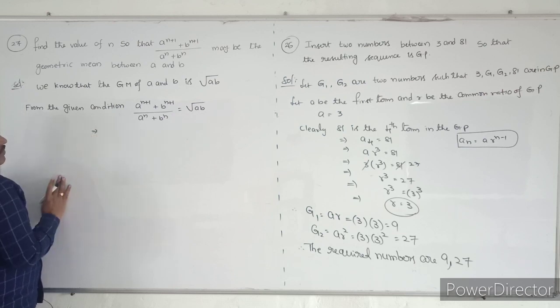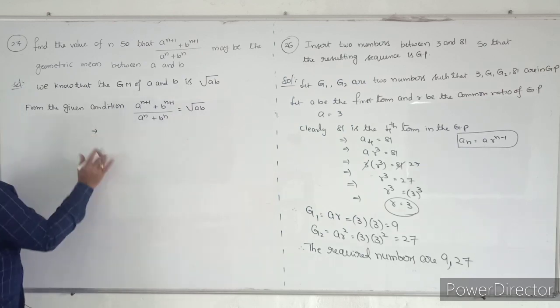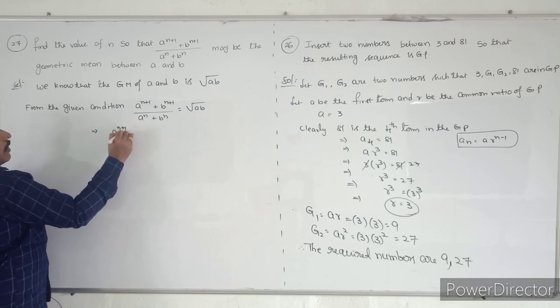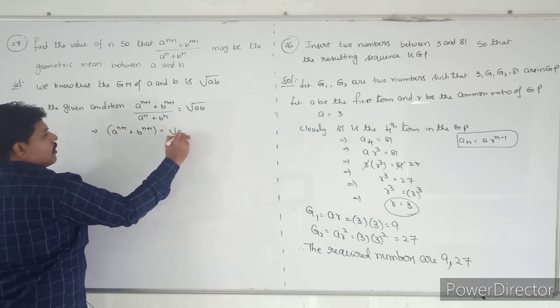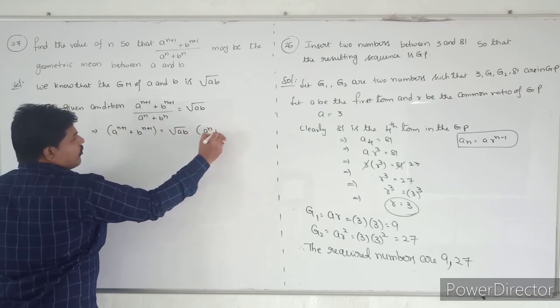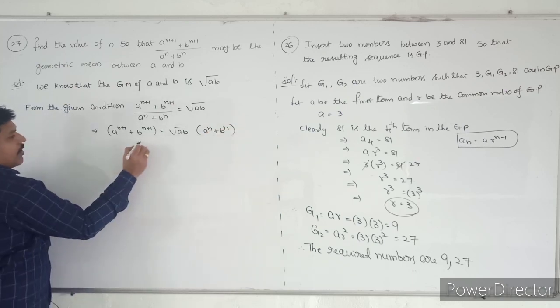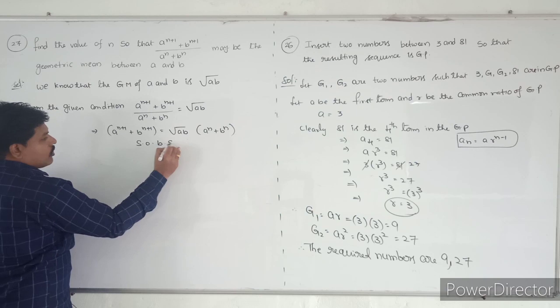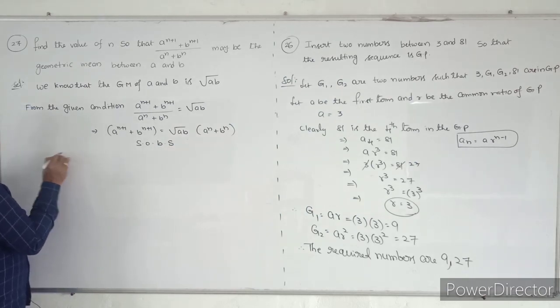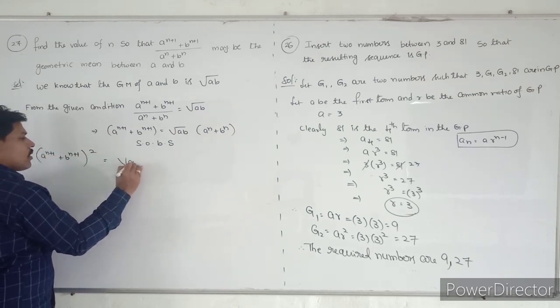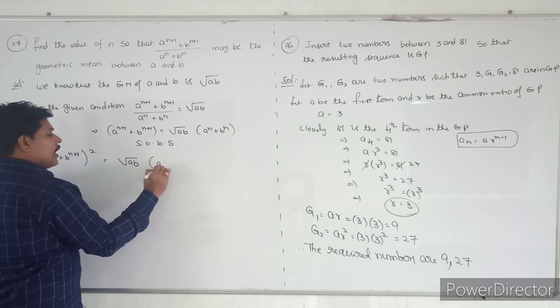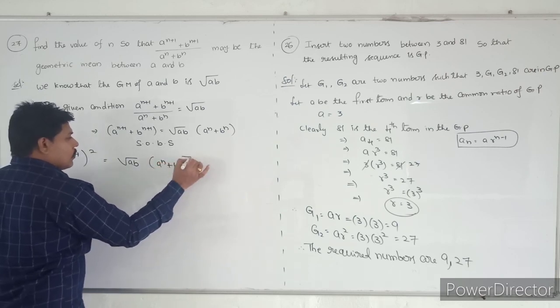So that implies what happens. Here I will take the terms a^(n+1) + b^(n+1) is equal to square root of ab into (a^n + b^n). So here I am squaring on both the sides, what happens? So that implies (a^(n+1) + b^(n+1)) whole square is equal to square root of ab into (a^n + b^n) whole square.